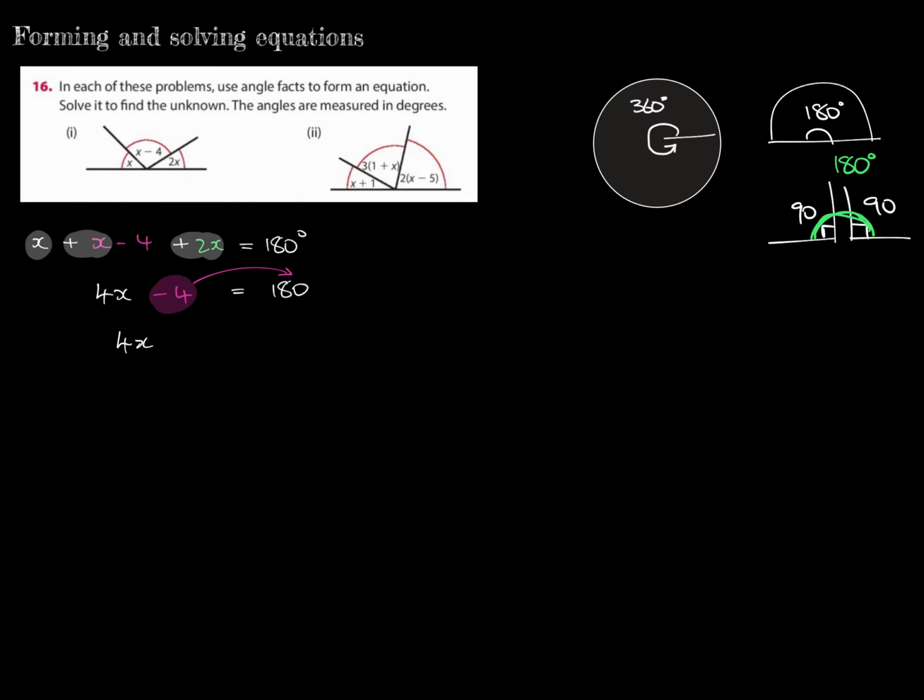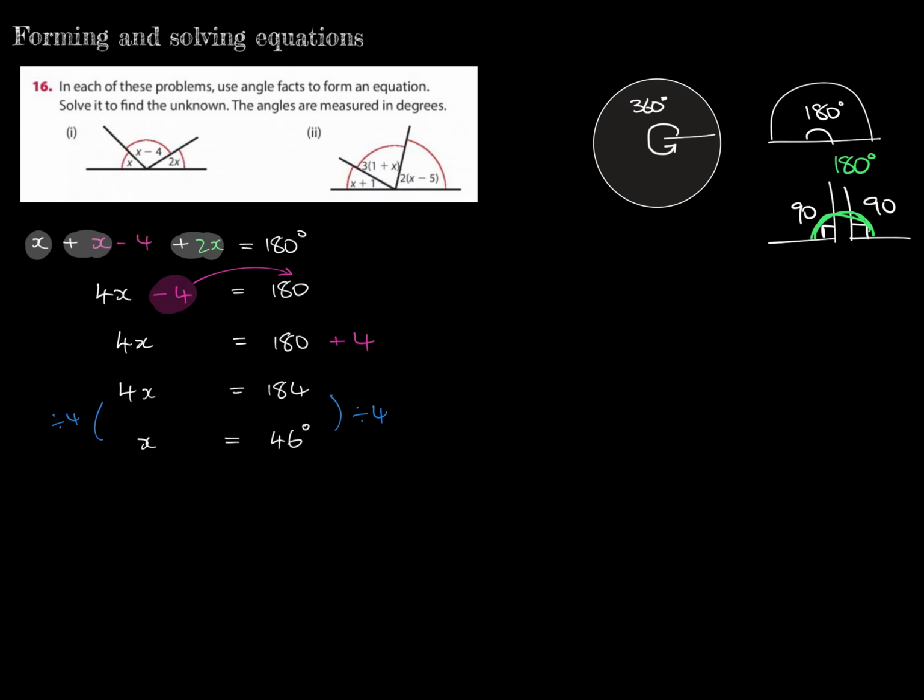So we'll still have our equals, we'll still have 180, and we're just going to add 4 to this side. That leaves us with 4x equals 184. In order to find out what 1x is equal to, we need to divide both sides by 4. If we divide the left hand side by 4, we'll get 1x, and if we divide the right hand side by 4, we will get 46. And that's degrees, so we just put in a degree sign there.